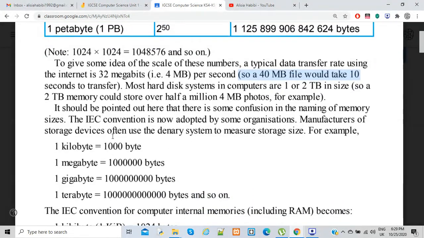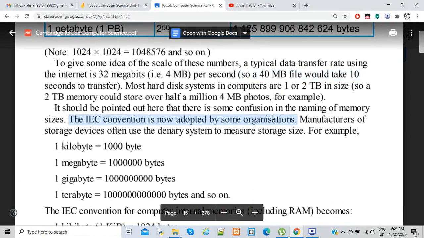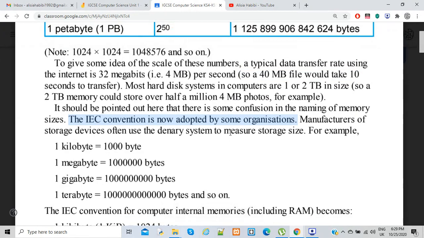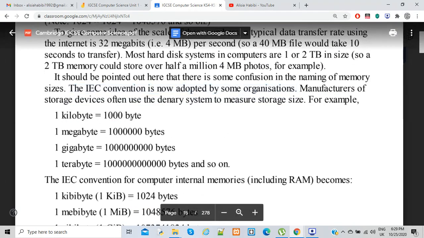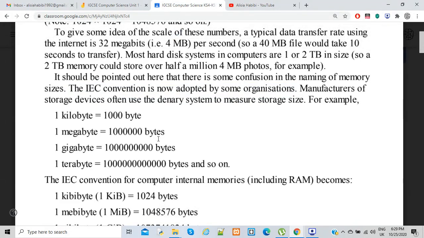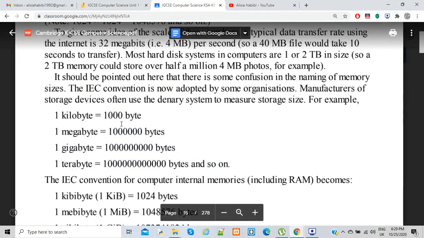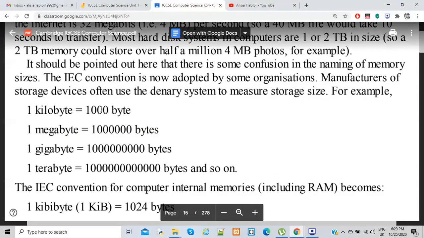So we're going to be looking at the IEC convention, which is now adopted by some organizations, and this again shows the different types of memory sizes we have and their equivalent bytes. In a denary system, you'll notice we're using base 10, because we're representing the equivalents for these memory sizes in the denary system. So 1 kilobyte is equivalent to 1,000 bytes, then 1 megabyte. It's very essential for you guys to remember these things because they do ask them in past papers.